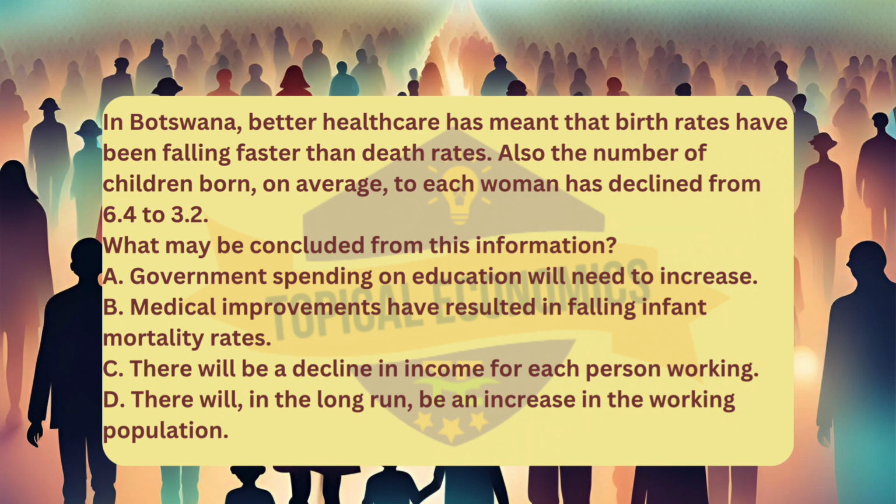Lastly, option D. There will, in the long run, be an increase in the working population. The decline in the birth rate and the average number of children per woman suggests that, in the long run, the working population may actually decrease or grow at a slower rate. With fewer children being born, there will be fewer people entering the workforce in the future. If death rates remain low, the population may age, leading to a higher dependency ratio, fewer workers per elderly person. This would not lead to a net increase in the working population, but rather a potential slowdown in growth.